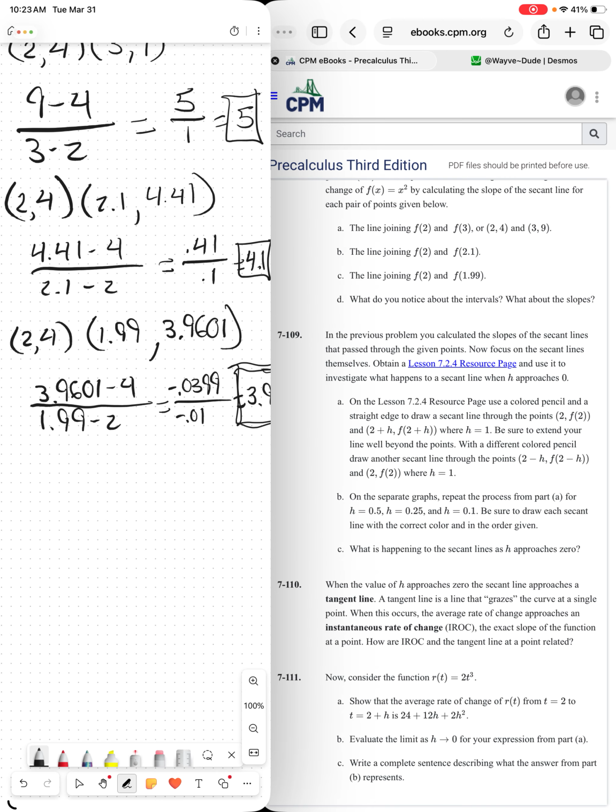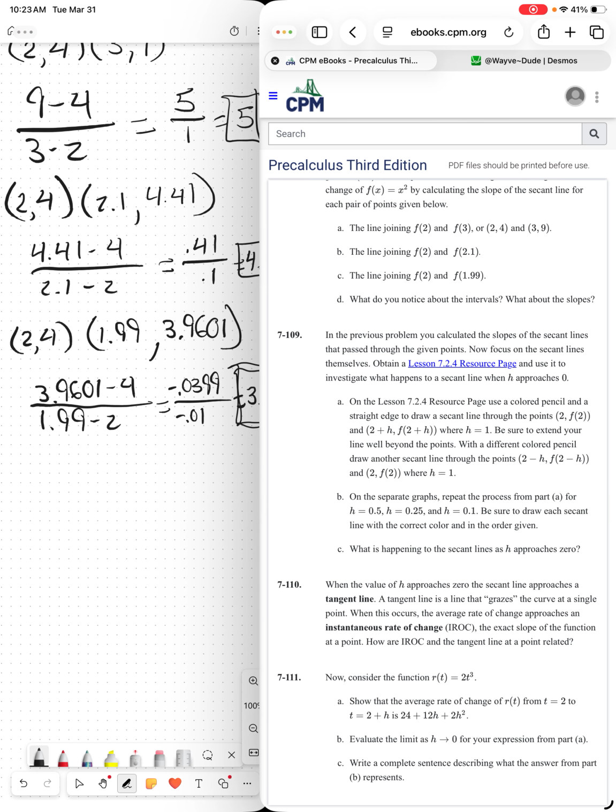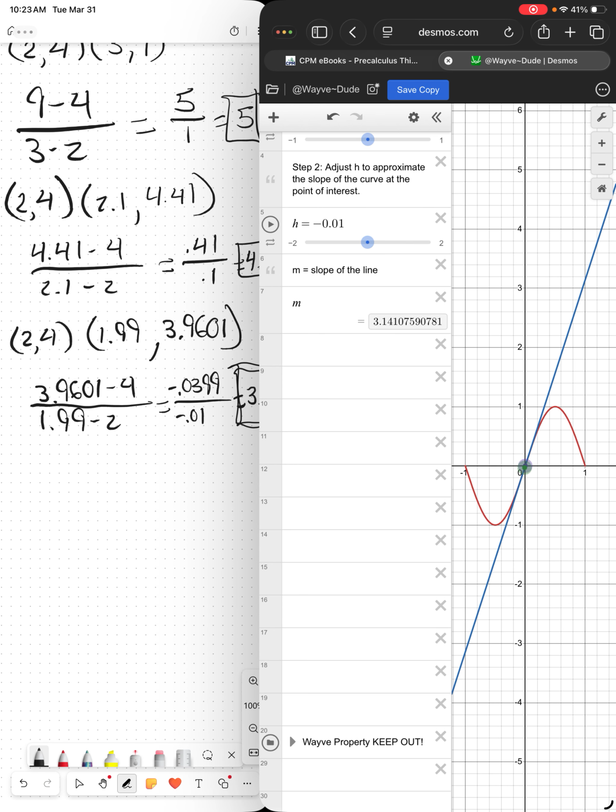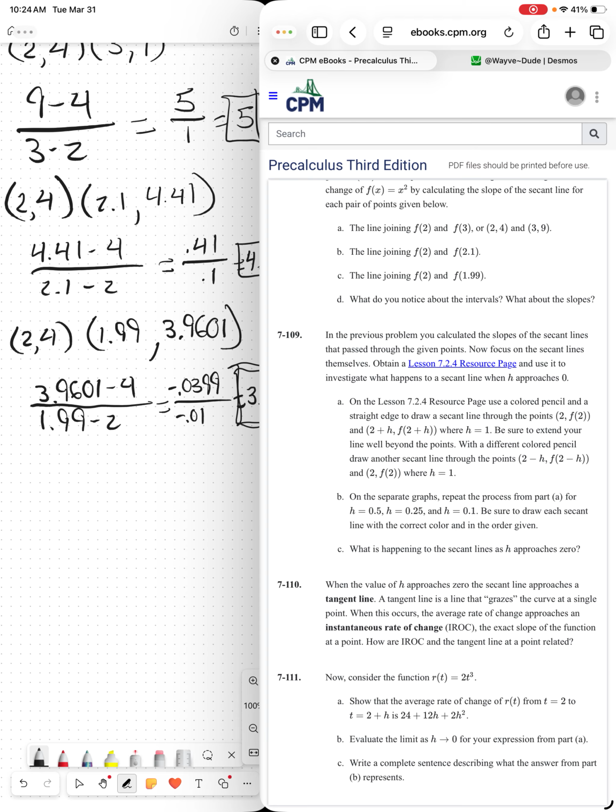The first time we did it at 2 and 3, you draw a secant line. Again, a secant line is like this, guys. That's a secant line, right? So I have those points apart, and you can see the secant line there. But as they get closer and closer together, as that h approaches 0, we get more of a tangent line, right?